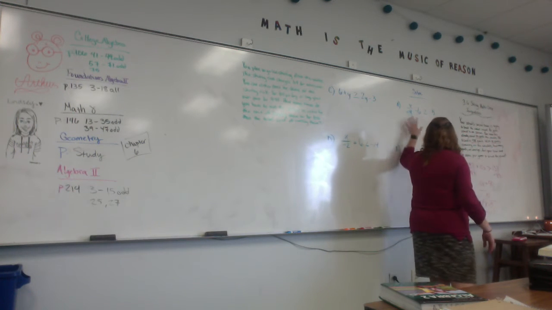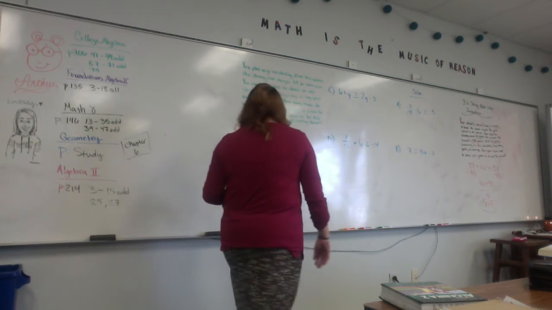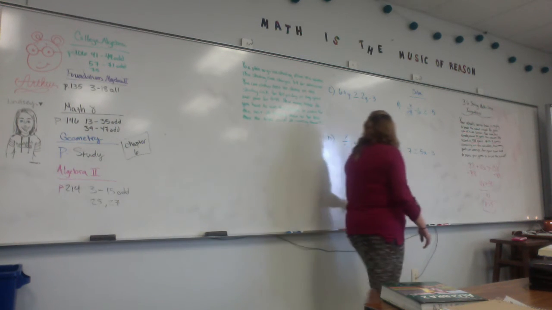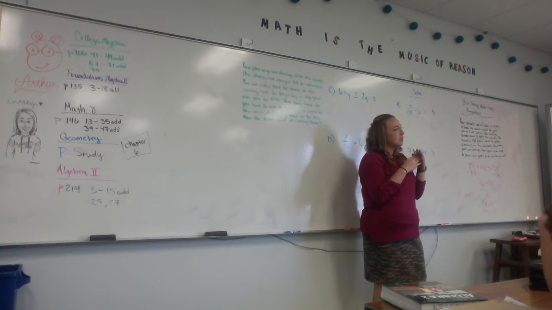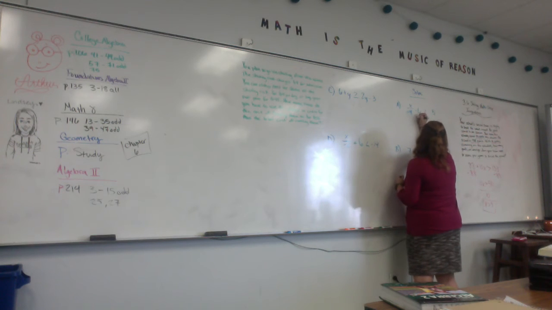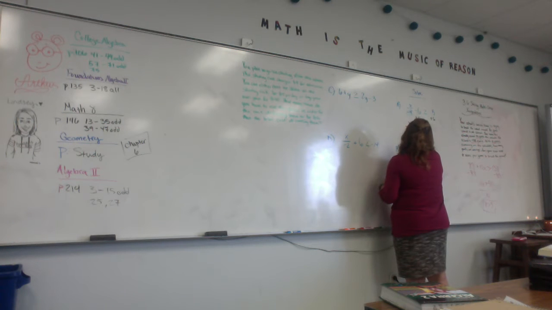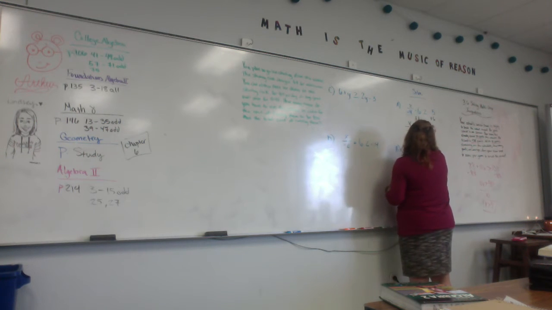What do you do to solve x over negative 4 minus 6 is greater than or equal to negative 5? You multiply. Okay, let's not multiply first. What do we do then? Add 6 first. So I get x over negative 4 is greater than or equal to, what's negative 5 plus 6? 1.